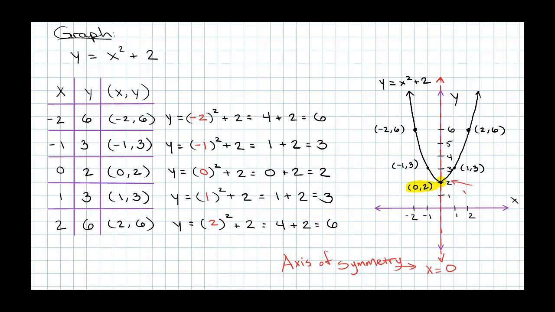0 comma 2 is a special point. That's our vertex. And if we were to compare this to our original parent graph, we could see that the vertex from our parent graph actually got shifted up 2 spaces. I'm going to draw our parent graph right below this graph, so that way you can actually see that translation, how this parent graph was shifted upwards 2 units.